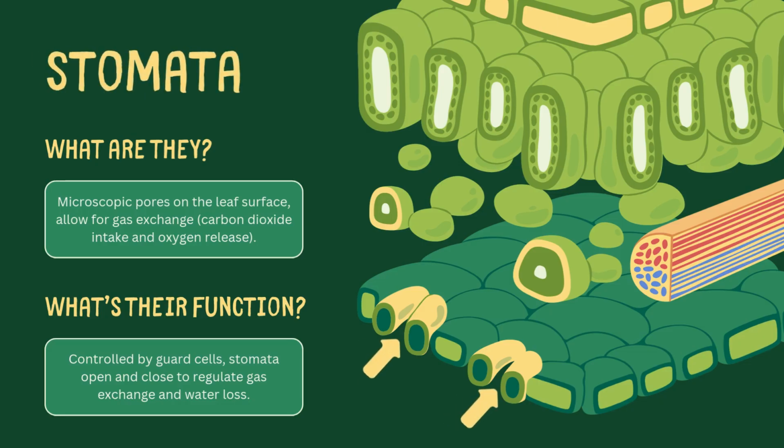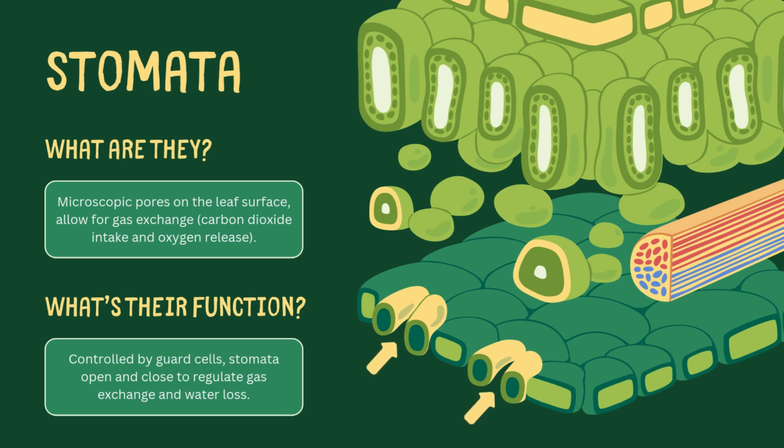9. Stomata. Stomata (singular, stoma) are tiny openings or pores found on the surface of leaves, stems, and other plant organs. They're mostly located on the underside of leaves, and they play a crucial role in gas exchange and water regulation in plants. Here's a quick breakdown.